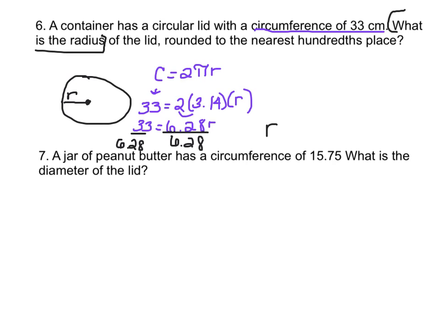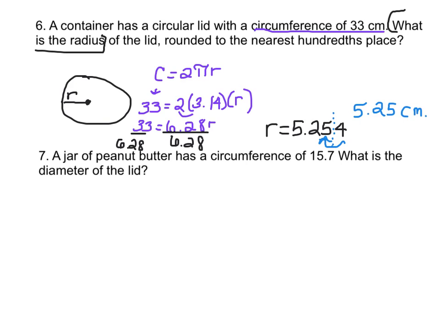And I get r equals 5.254. However, the question asks to round to the nearest hundredths place. The hundredths place is 2 numbers after the decimal. So I don't want this 4. This 4 is going to make this 5 stay the same. So the radius of this container, the circular lid, is 5.25 centimeters.